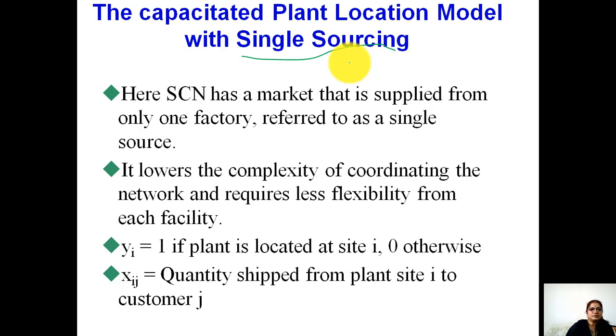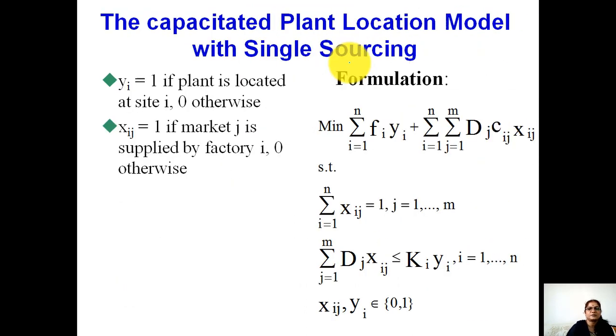So once again, the same mechanism is used, that is yi, the binary variable, is used to decide whether a particular plant is operating or closed. If it takes the value 1, that plant is operating. If it takes the value 0, then that plant is closed. X stands for the quantity shipped from ith plant to jth destination. Just see the formulation now.